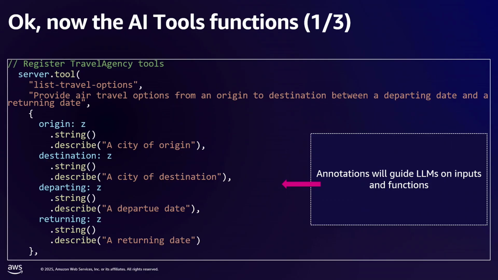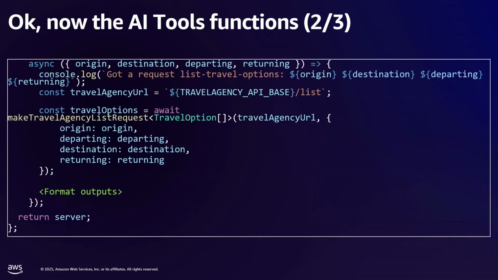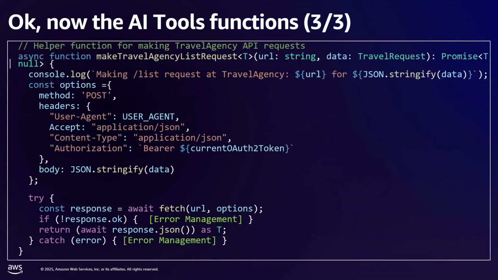So here are the functions. Here's what's under the hood of the MCP server for the travel agency. You have a description of what this tool does, listing options, and depending on the origin and destination, it will give you the options here. So this is the method of how it handles incoming requests on list travel options.